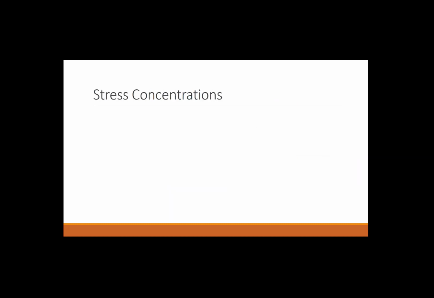Stress concentrations. So I told you that the average stress is useful. It's more or less easy to calculate, but it's not necessarily what we design for, because the object's not going to fail at that average stress unless the whole object is experiencing that average stress. If there's any concentration of stress anywhere in this material, that's where it's going to fail. It's wherever it gets the highest stress.